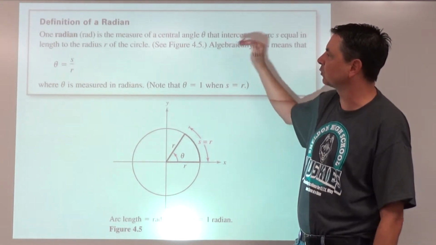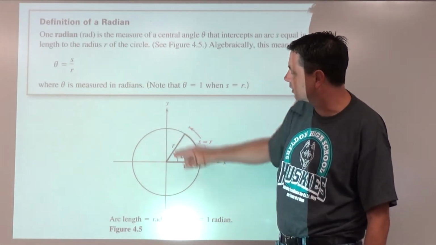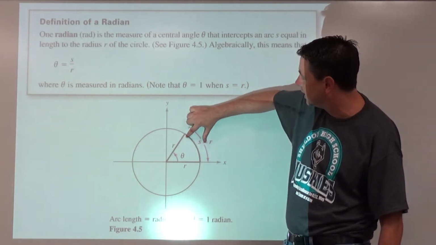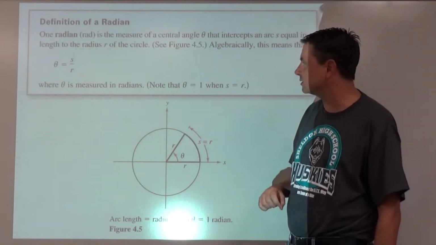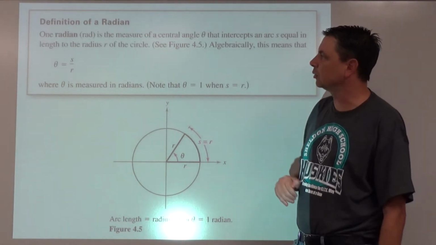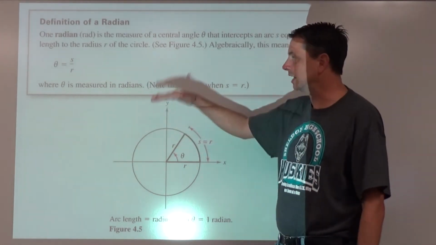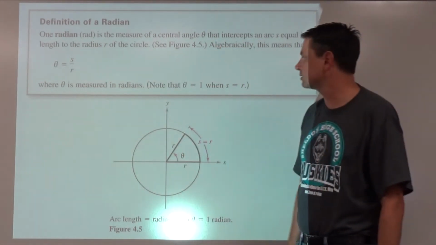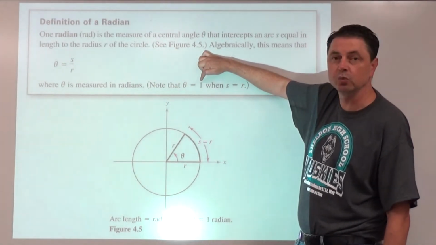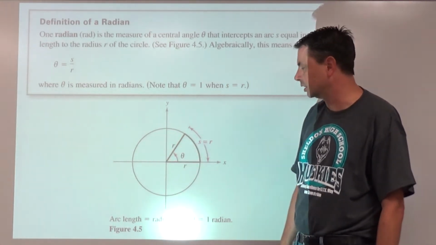But the definition of a radian is, if we have within a circle, and here's our initial side and here's our terminal side, if we've rotated such that the arc length of the circle is the same length as the radius, then that's going to be 1 radian. So the number of radians is going to be decided by the arc length of the rotation divided by the radius. So the note here is when our measure is 1 radian, then the arc length and the radius are the same. And that's what's pictured here in figure 4.5.